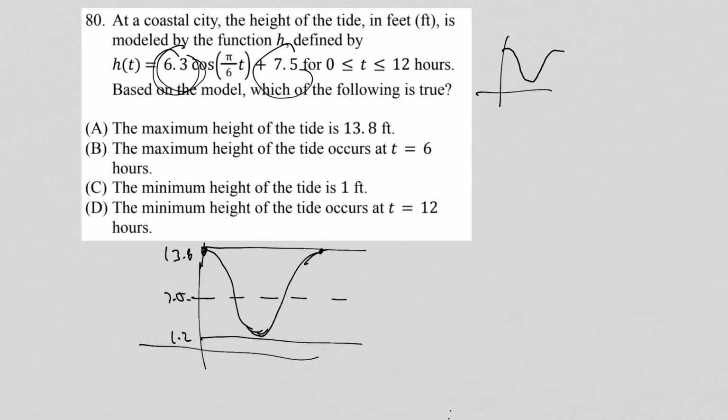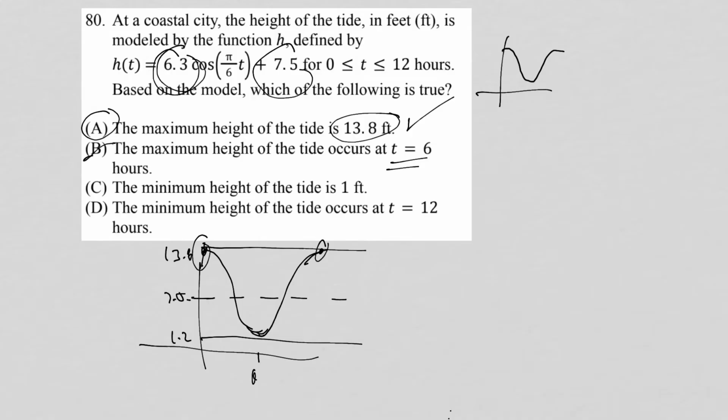So the maximum height is 13.8. That's true, and this question's done. But let's check the other choices. The maximum height doesn't occur at 6. This is 6. It happens at 0 and 12, the way a cosine curve starts at its high point.